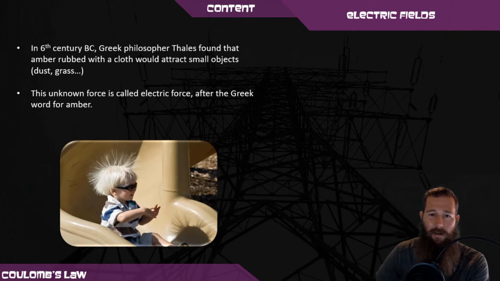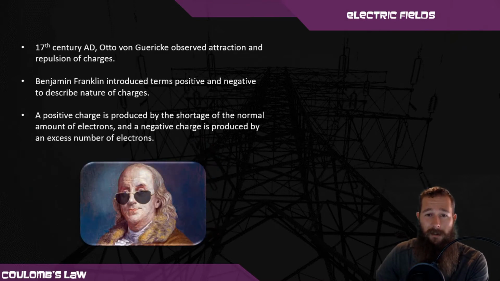In the 6th century, a philosopher or a scientist of the time found that when he rubbed amber with a cloth, it attracted small particles. Now, they didn't know what this force was at the time, but they named it electric force after the amber. A long time later, in the 17th century, scientists observed both the attraction and repulsion of small particles due to the charges. Benjamin Franklin introduced the terms positive and negative to describe these.